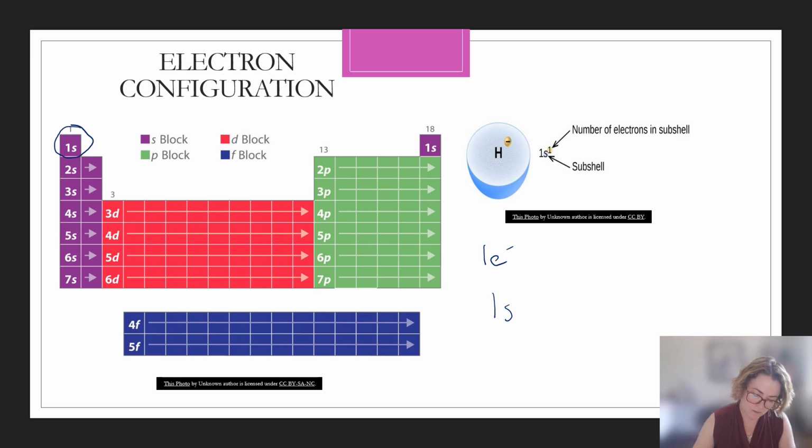Then I'm going to have a 1 as a superscript here, and that just tells everyone that there's 1 electron in that S subshell in energy level number 1. So we have the energy level, we have the subshell, and then we have the number of electrons in that subshell.